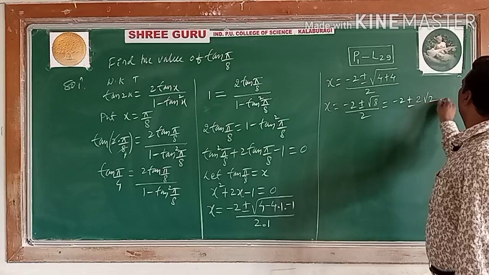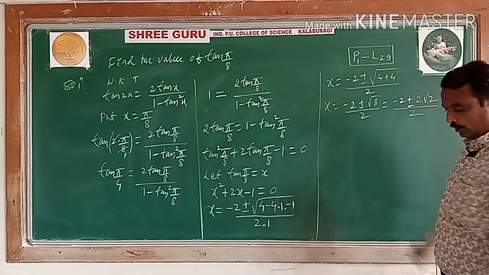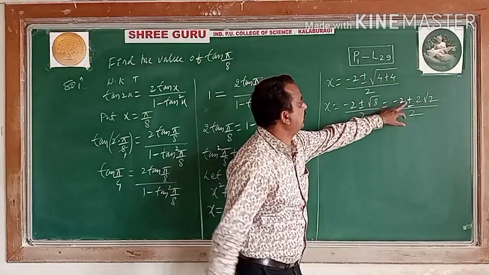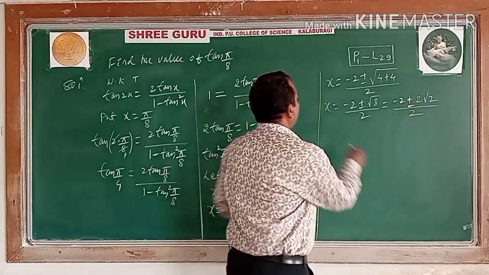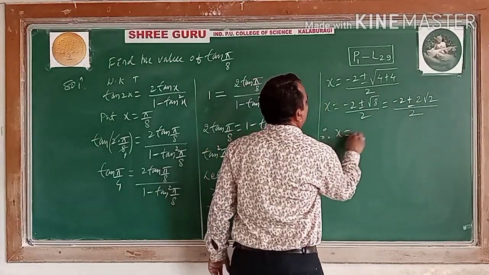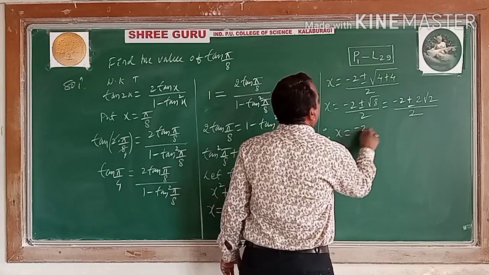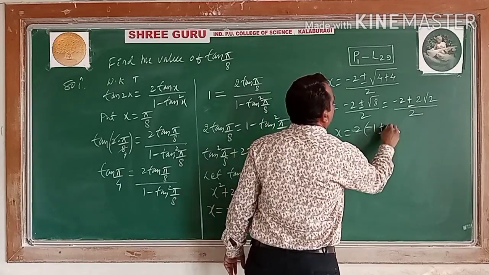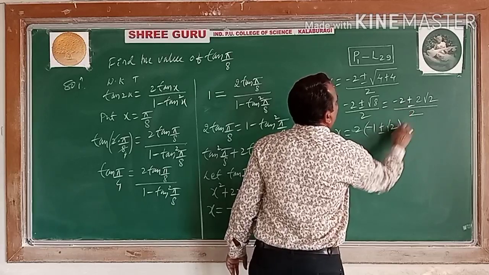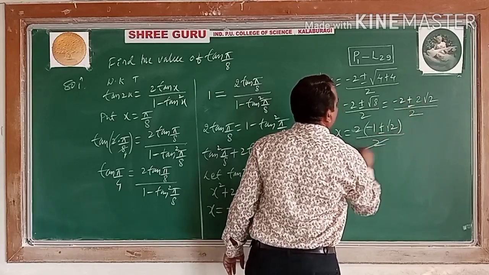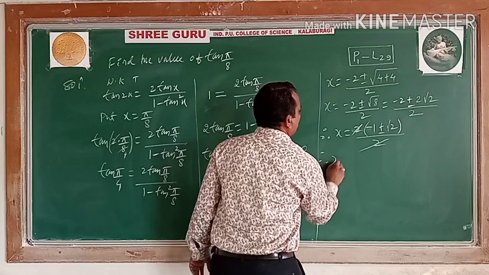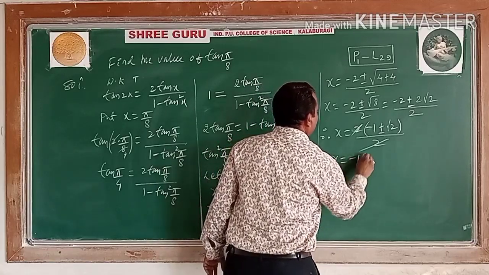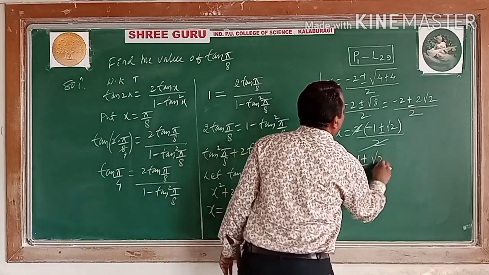Shall I write root 8 as 2 root 2? Root 8 can be taken as 2 root 2. Then taking 2 common, that 2 gets cancelled with the denominator. What remains? Therefore x equals minus 1 plus or minus root 2. You get it.